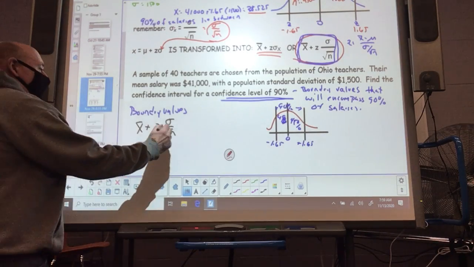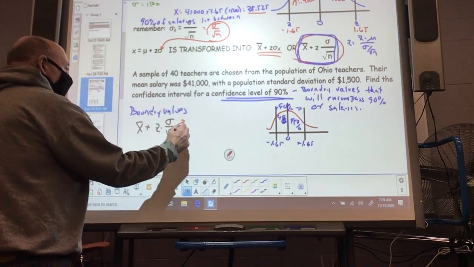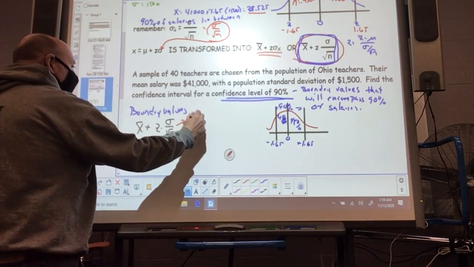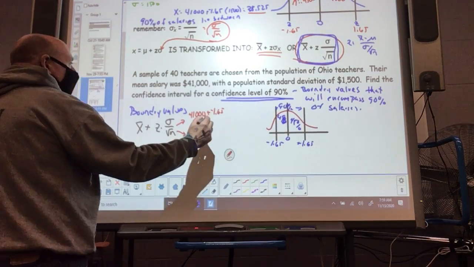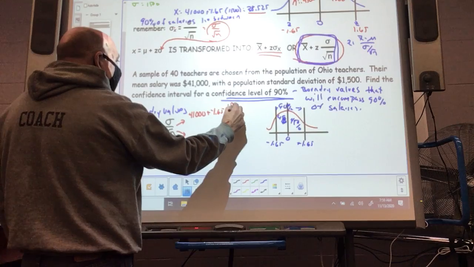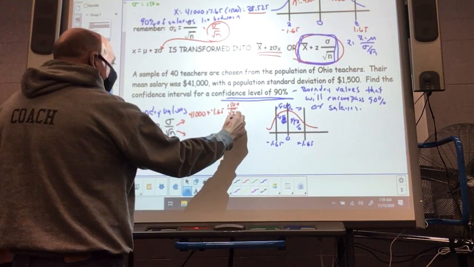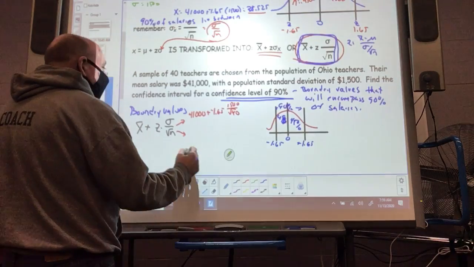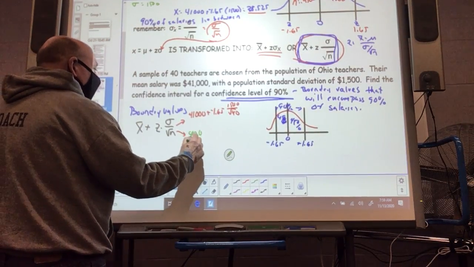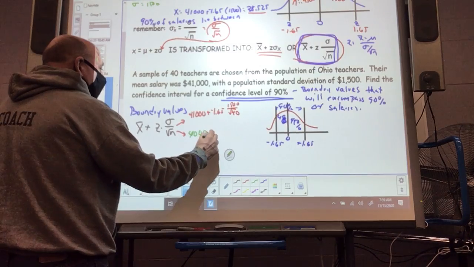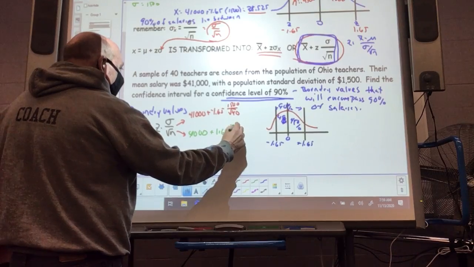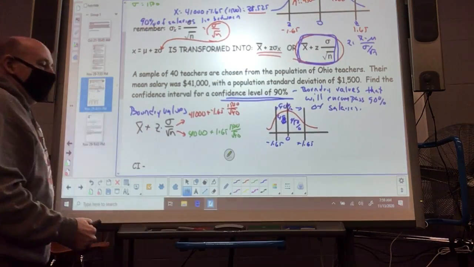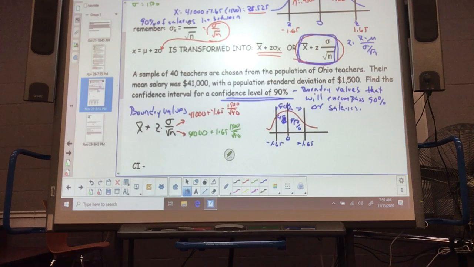So now we have our 41,000 plus a negative 1.65 times our standard deviation divided by the square root of 40. And then 41,000 plus 1.65 times 1,500 divided by square root of 40. And it turns right into a clicky-clack exercise at this point.